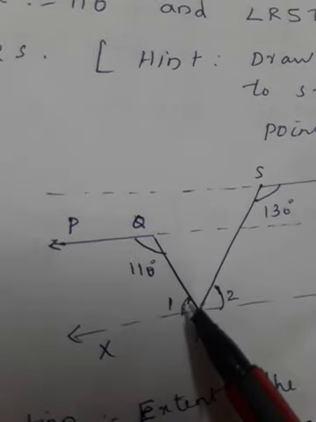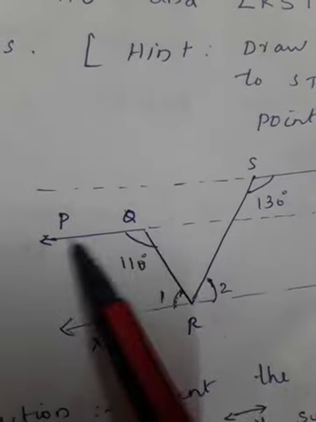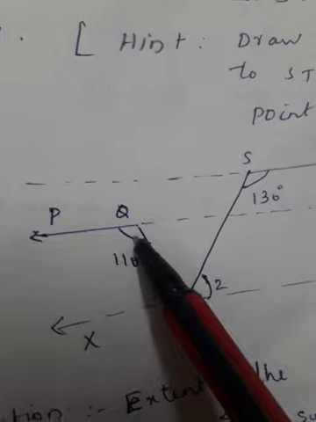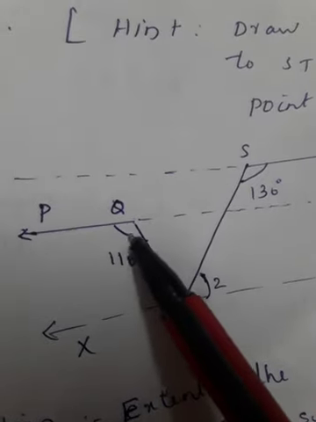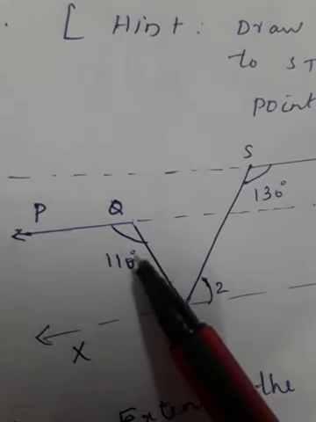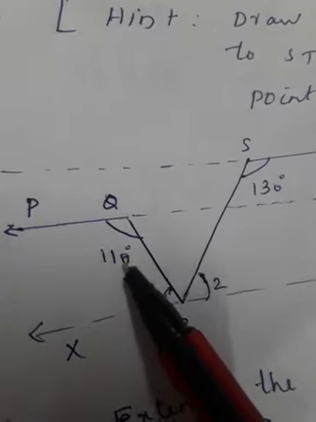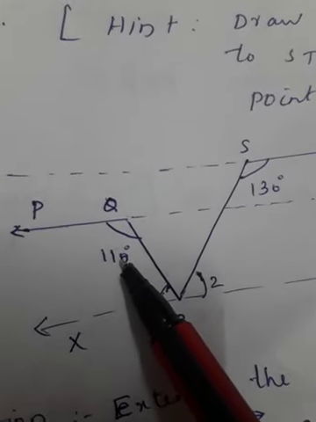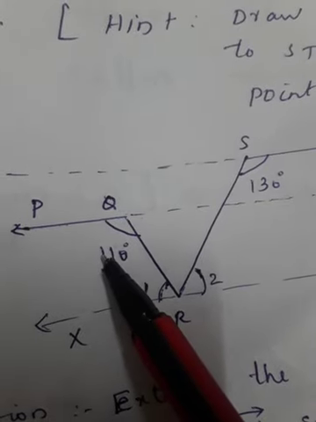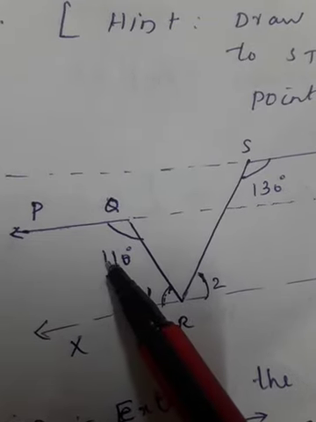So in the figure, what is the relation between angle 1 and this 110? These two lines are parallel. This is the transversal. Then these two angles are co-interior angles, that means interior angles on the same side of the transversal. They should be supplementary. That we already studied in the theorem. So, angle 1 plus 110 equals 180. So, angle 1 is 180 minus 110, that is 70.